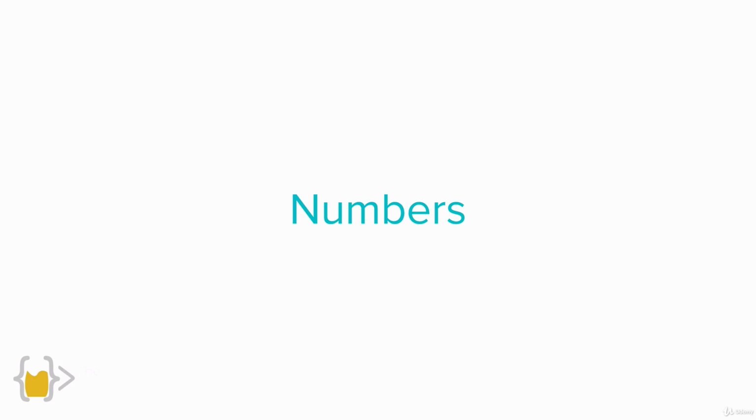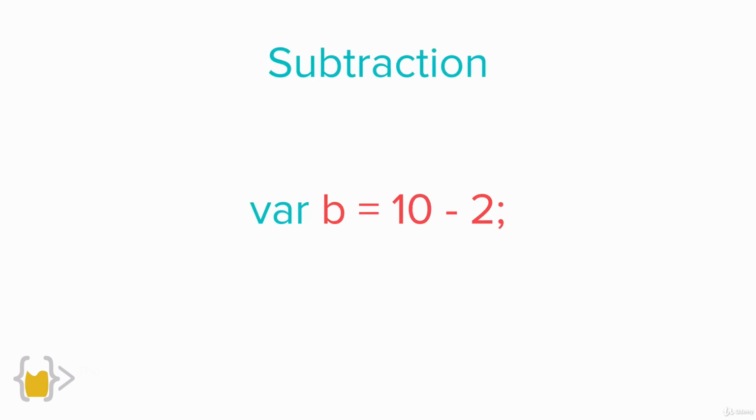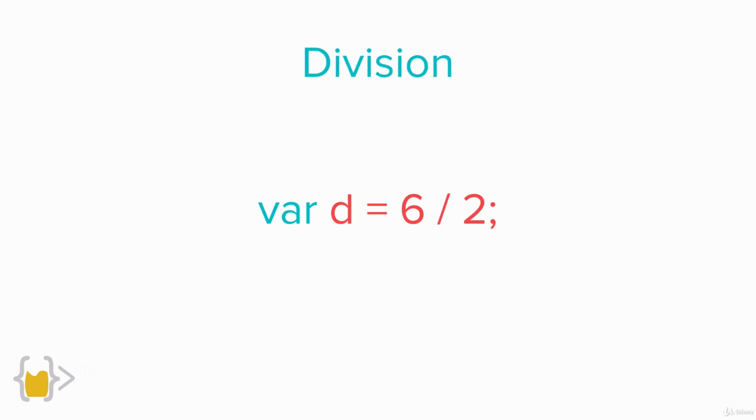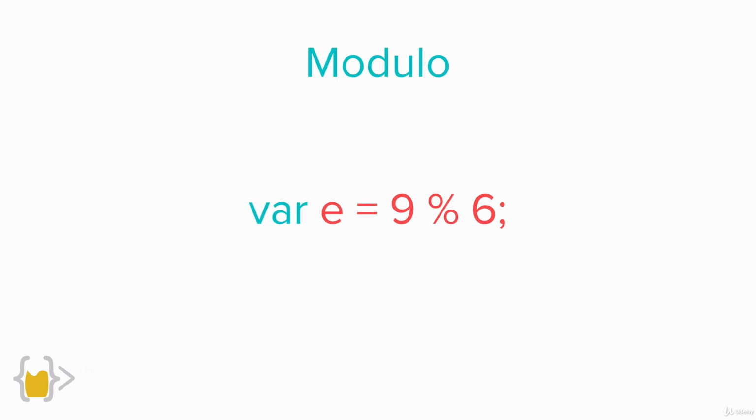Now, for the most part, working with numbers in JavaScript is pretty straightforward. So, for example, you can add by simply using the plus sign, and you can subtract by simply using the dash or the minus sign. When you want to multiply, you can use the asterisk as the multiply sign, and division is done with a single forward slash.